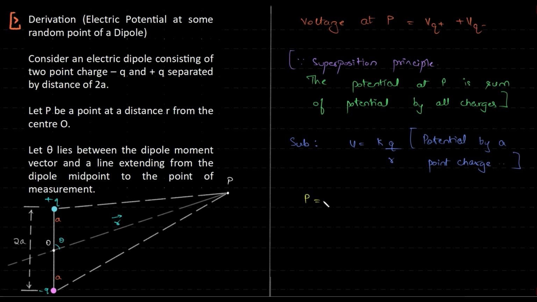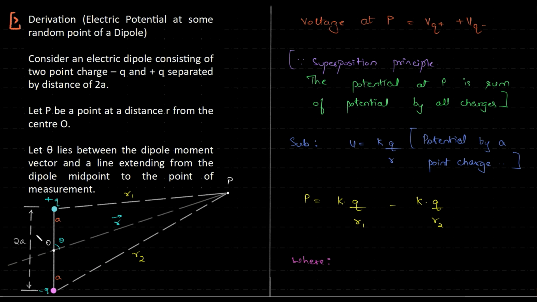Now, V at P will be equal to K Q by R1 plus, say we'll call this R1 and this R2, so this is because of your positive charge and this is because of your negative charge, right? I have not named them: R1 and R2 are the distances from positive Q to P and negative Q to P, right guys? Now, this is all that we can do with whatever we know.